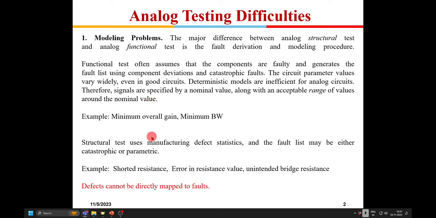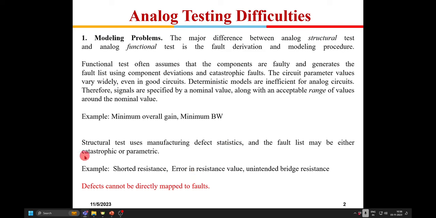Then a defect. What could be a defect while fabricating an analog circuit? A resistance could be shorted, or there could be a resistance which, say for example, a 10k resistance was to be fabricated, but because of fabrication it has got fabricated as 5k. Or there could be some unintended bridge, a high resistance bridge between two parts, that has got inserted. All these faults may not be directly observed at the output in terms of functionality. It may or may not be directly mapped. For each fault, like we did in all those algorithms, we had a corresponding defect at the output.